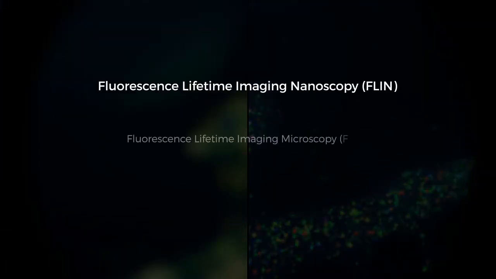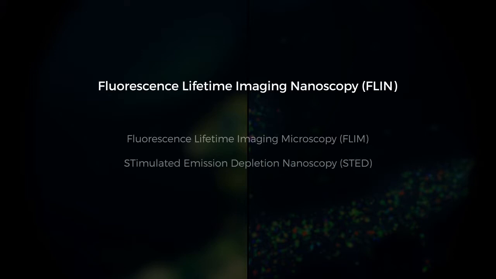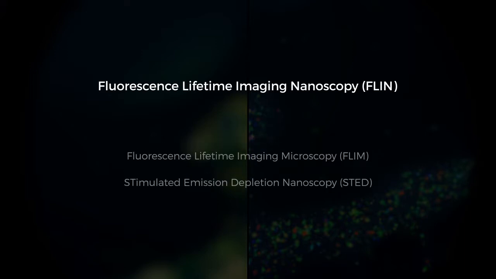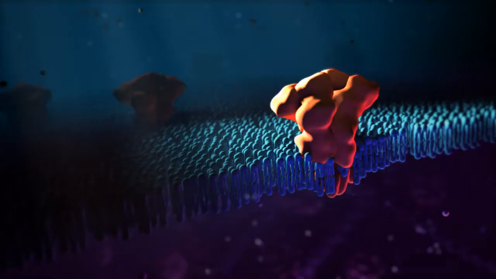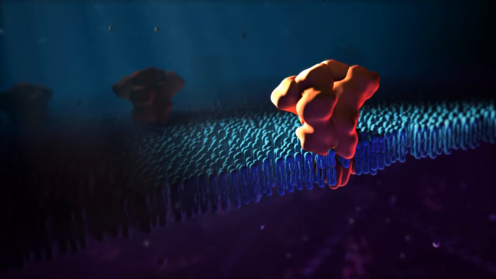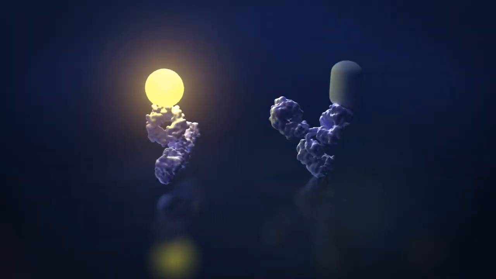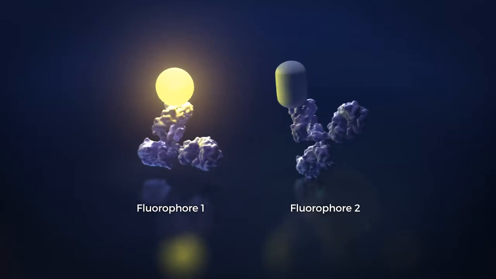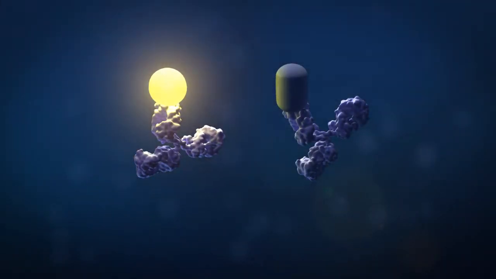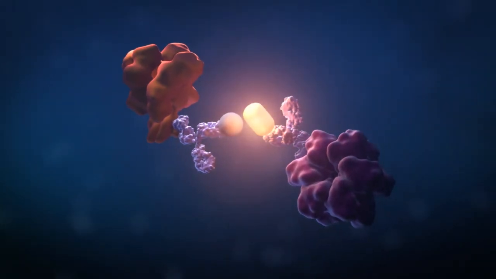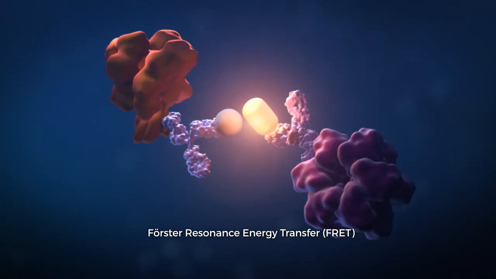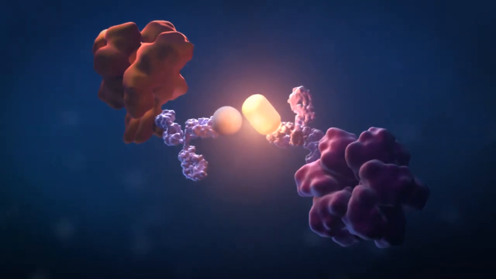FLIN combines fluorescence lifetime imaging technique with stimulated emission depletion nanoscopy to measure the protein interactions through a phenomenon known as Forster resonance energy transfer. This combination enables them to visualize and quantify molecular interactions inside the synapse. In order to detect protein interactions, two different types of fluorophores are first introduced to label specific proteins. The interactions between these proteins is then detected through a phenomenon known as Forster resonance energy transfer, or FRET.